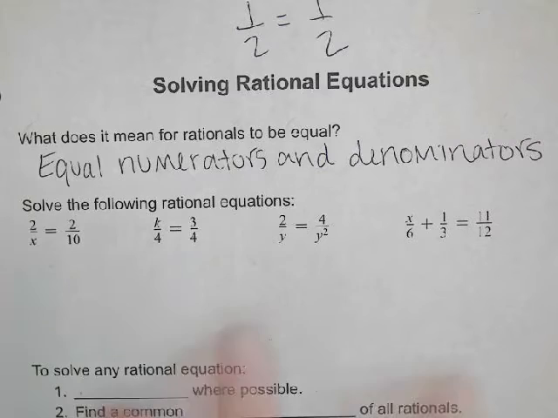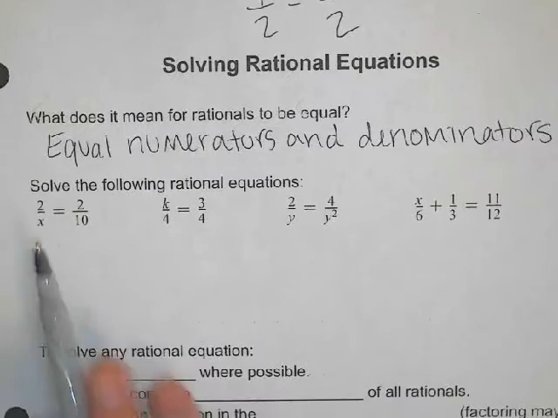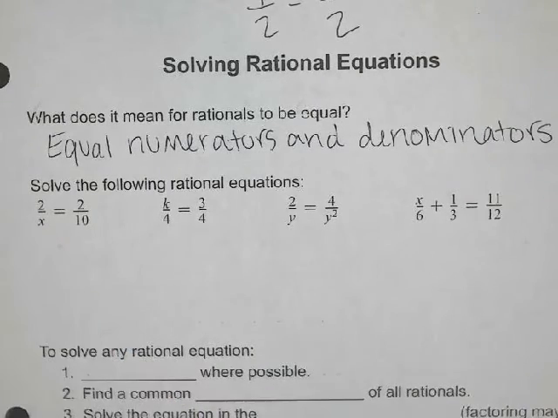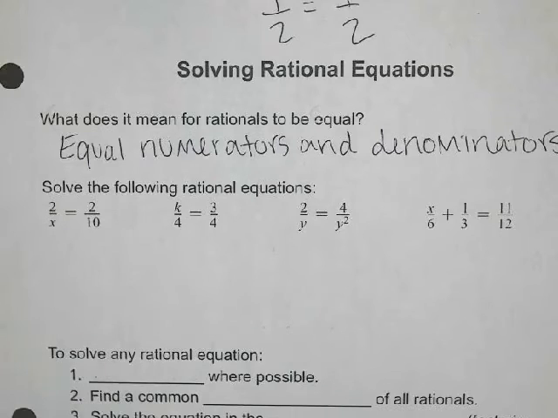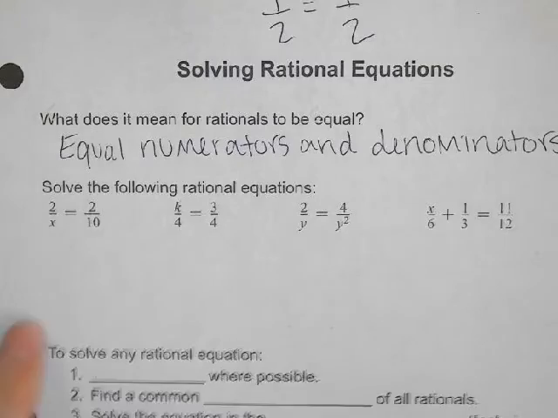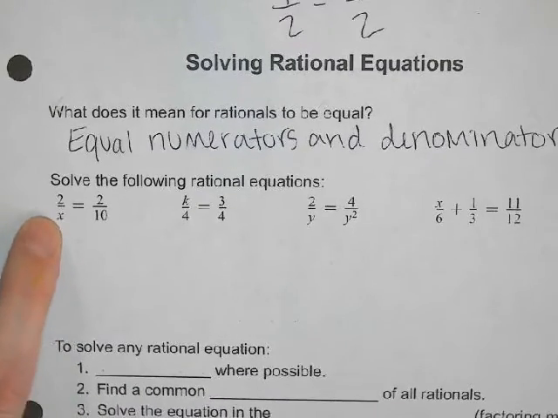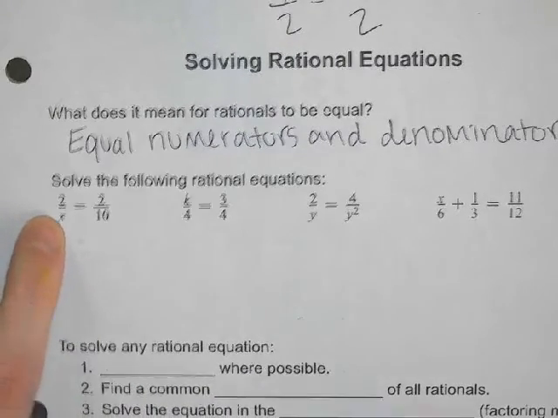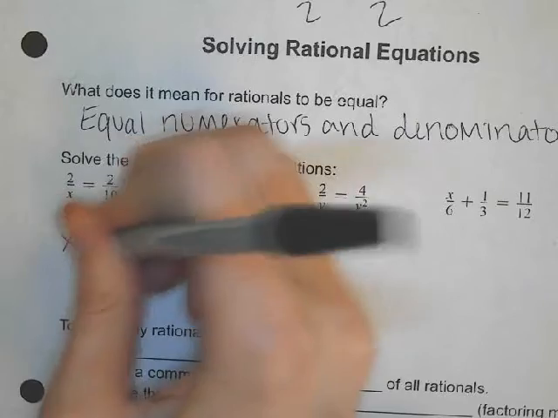Okay, so these four right here are really basic equations to solve. We're using that concept. If the numerators are the same, then the denominators have to be the same, or vice versa. So if you look at the first example, what's the same already? The 2's. So do I have to worry about 2 equaling 2? No, but the denominator right here is missing. What would it have to be to make this true? 10. There you go. You solved it. X equals 10.